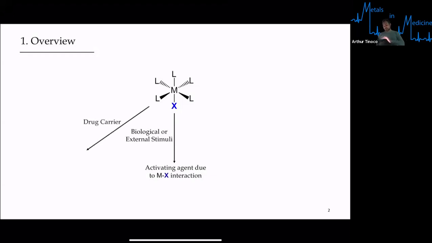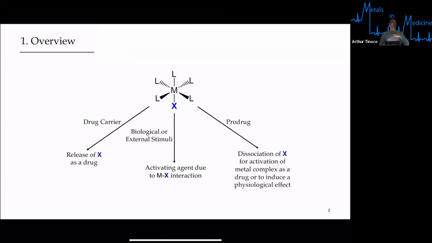Another possibility is the use of the metal as a drug carrier, which results in the release of X as a drug itself, where the metal may not necessarily participate in the actual cytotoxic mechanism of action. Another possibility is that the compound is a prodrug. What that means is that it is not itself active, but because of a certain stimulus, it transforms into a drug. In this case, it could be as a result of dissociation of that ligand X, activating the drug, the metal complex that forms, whatever speciation results, and facilitating a particular physiological effect.